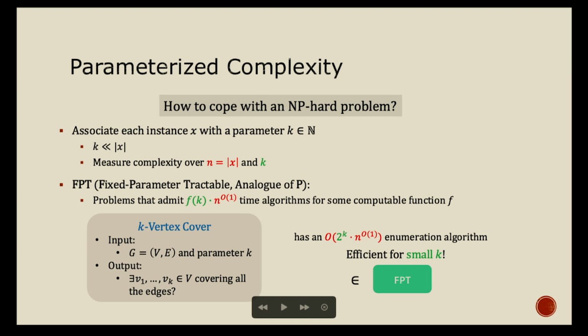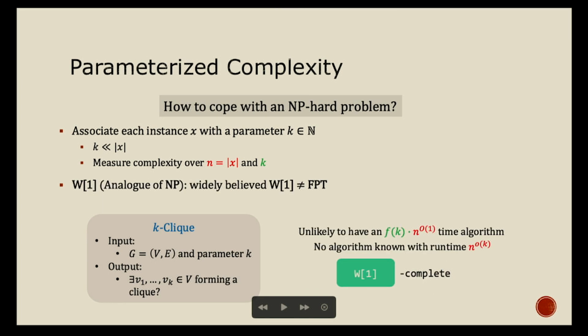So we can take k-vertex cover as an example, where you are given an undirected graph G together with a parameter k. When parameterized by the solution size, the goal is to decide whether there are k vertices that cover all the edges. This problem is NP-hard, but there is a 2 to the k times polynomial time enumeration algorithm. We can just pick an arbitrary uncovered edge and decide which endpoint to include in our solution. And thus, k-vertex cover, when parameterized by the solution size, is in FPT.